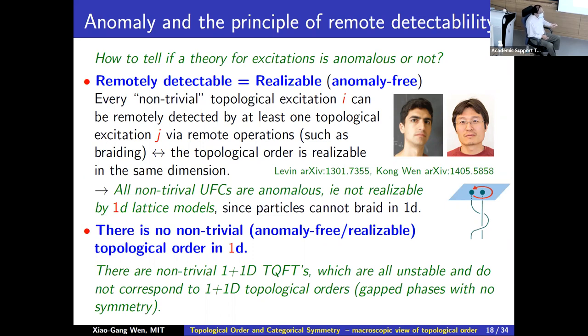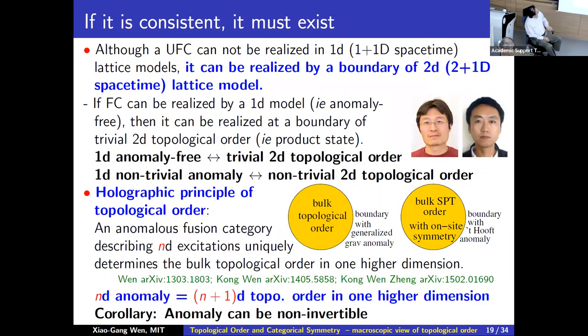So this is a more physical reason to say why a one-dimensional fusion category is anomalous. It's not realizable, it does not exist. Why do we talk about it? Because it is consistent, it must exist. So I say it does not exist, but it must exist. But in some way, exactly as you mentioned, it is realized at a boundary.